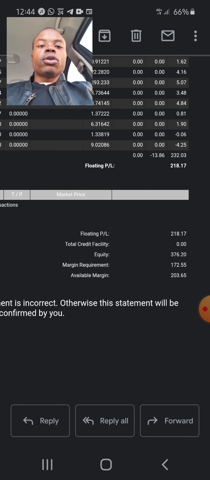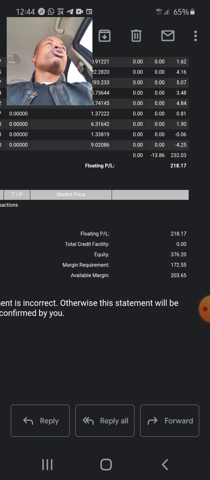Then here we look at the floating amount, the profit or the loss that is running, which is $218 in profit that is running. Then we say $158 plus $218 is equal to $376. So that's the equity now. The equity is the balance that is in your trading account plus the profit that is running or minus the loss that is running. Then the margin requirement, the available margin and stuff, that's how it works. So this is what you have to look for, guys.